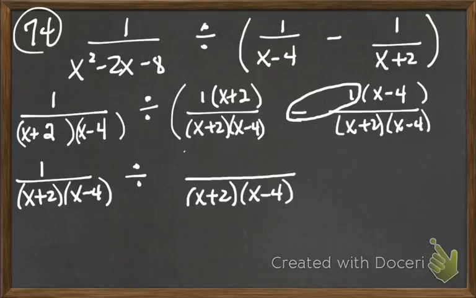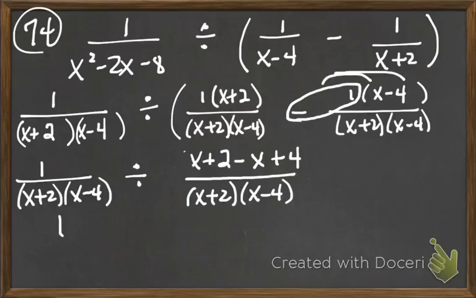X plus 2. You're distributing the negative 1. Negative x plus 4. If you think that you're going to forget to distribute the minus sign, then you'll have to put that extra step in where you write 1 parentheses x plus 2 minus 1 parentheses x minus 4, and you'll see to distribute the negative 1.